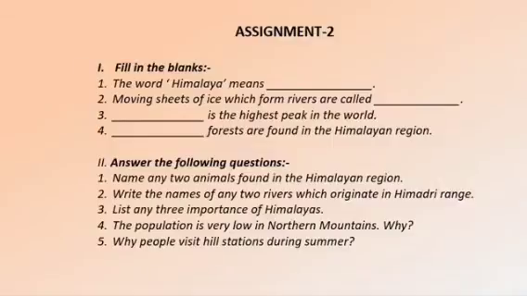Fill in the blanks. The word Himalaya means dash. Second one, moving sheets of ice which form rivers are called dash. Dash is the highest peak in the world. Number 4, dash forests are found in the Himalayan region.